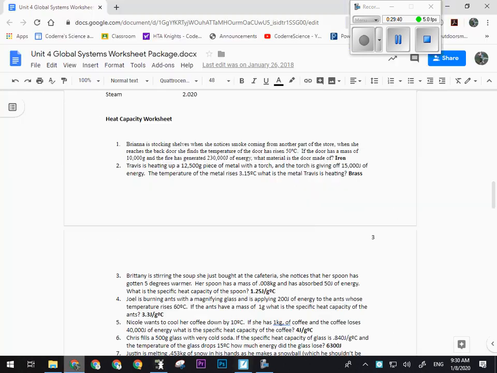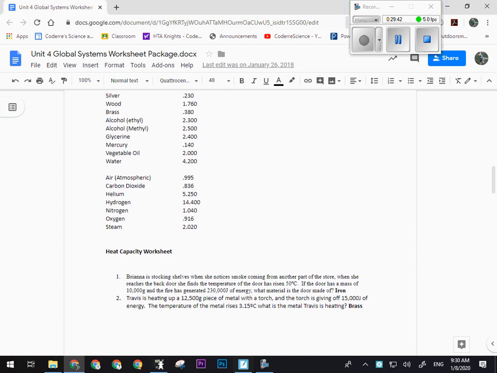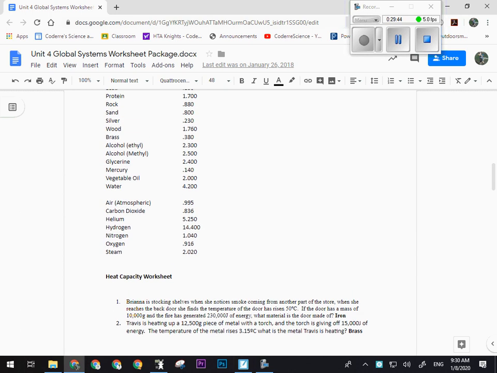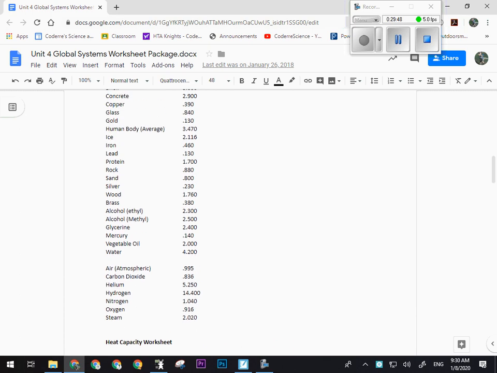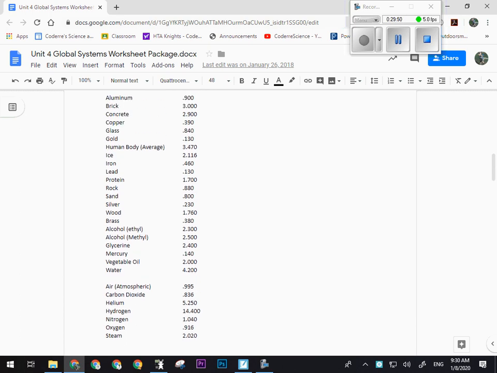So now I'm going to go back to my list of specific heat capacities and see if I can find something that's close to 0.84. Carbon dioxide is close to 0.84, but glass would seem to make more sense. It's exactly 0.84. So the material that this is, is probably glass.